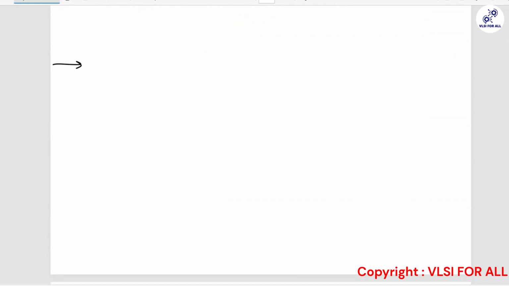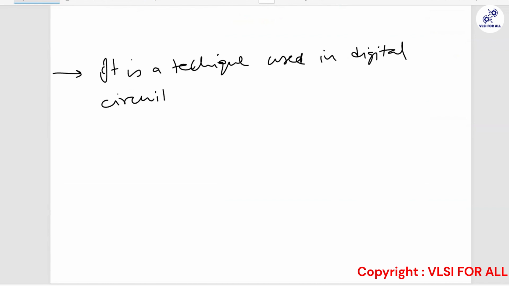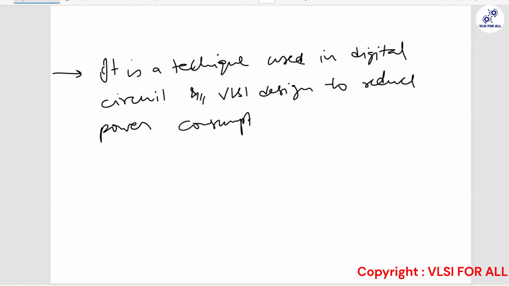So what we can conclude is that it is a technique used in digital circuits and VLSI design to reduce power consumption on high speed data buses. Okay.